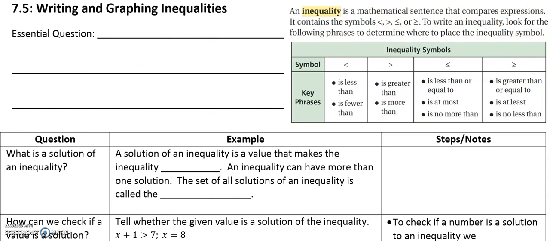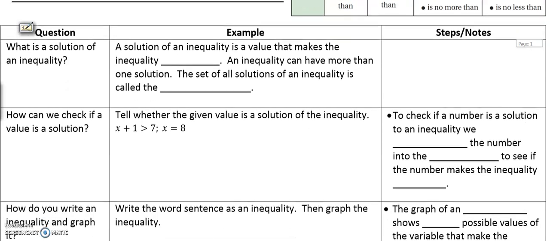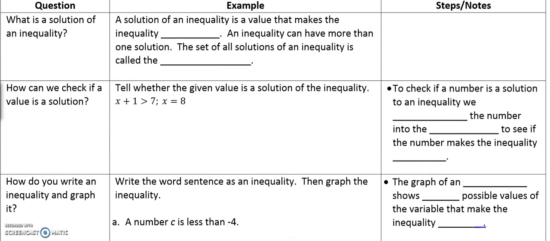Okay, so let's go down to our first row. And the first row says, what is a solution of an inequality? A solution of an inequality is a value that makes the inequality, I bet you already know it, true. Just like the example we just did, where x could be 10 or x could be 6, it makes the inequality x is greater than 5 true. An inequality can have more than one solution. The set of all solutions of an inequality is called the solution set. And that helps us understand that essential question.